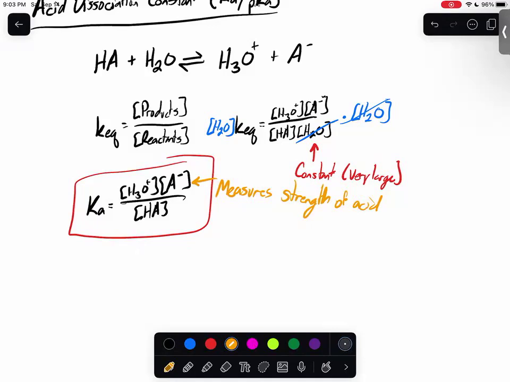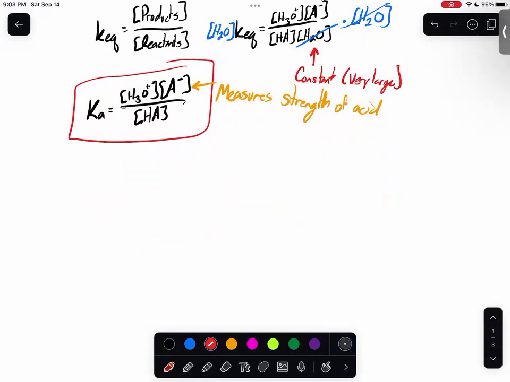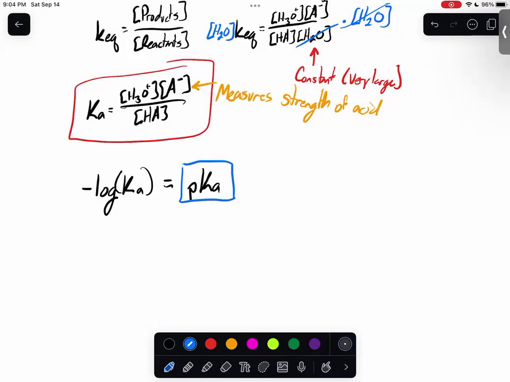And so with these Ka values, the thing is, these will always come out to be very wonky. So what people do instead is they actually take the negative log of the Ka, and this gives a value that is the pKa. All right. And the pKa, this is going to be our friend, right? This is what we will use to truly determine acid strength, and somewhat also base strength.